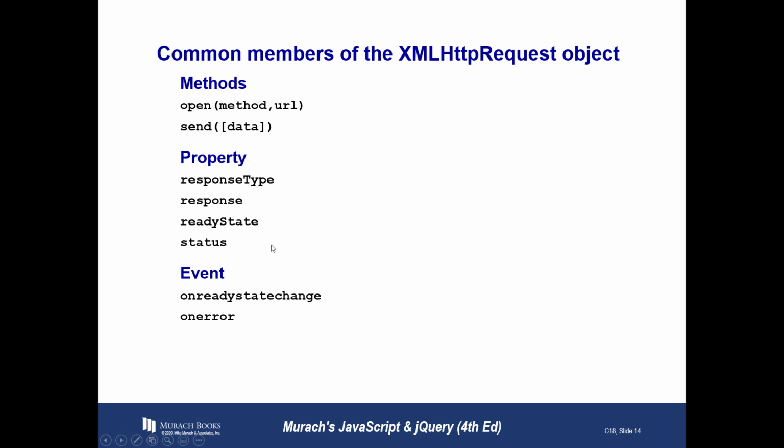All right, so let's jump into talking about this XHR object, which is the stripped down name, so to speak, for the XML HTTP request object. You'll notice that the object has different methods. You can open the object, you can send data. It's got a response type, a response state, and a status. And it can respond to an onReadyStateChange and an onError.